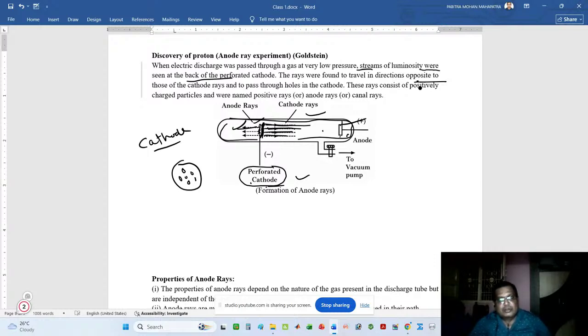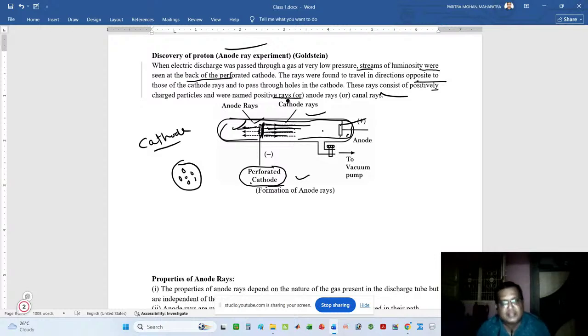These rays consist of positive charge. If you want to find the charge of this ray, then you will see positively charged particles. These are positively charged rays. So here we can say that these rays are said to be positive rays. That is your anode ray, or you can say canal rays. This experiment is done by Goldstein.